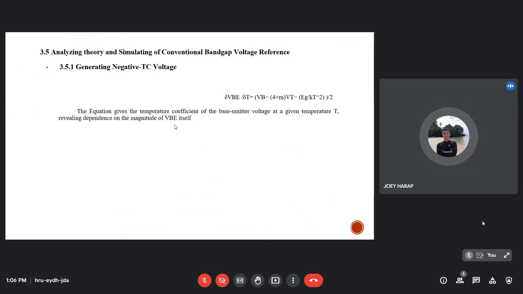And of course, here for our methodology, we also include the analyzing, theory and simulating of the conventional bandgap voltage reference in order to further understand the workings of the conventional bandgap. So here at 3.5.1, we have generating a negative DC voltage. As shown from this equation, it gives the temperature coefficient of the base emitter voltage at the given temperature T, revealing dependence on the magnitude of VBE itself.